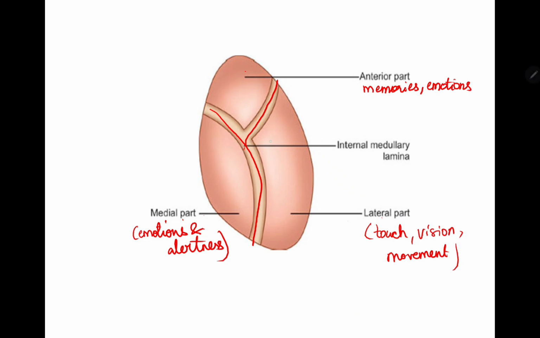This is the internal medullary lamina we were talking about. So think of the thalamus as an egg. The internal medullary lamina is the Y-shaped crack that splits it into three chambers. Each chamber handles different types of information. These are the informations which they handle.